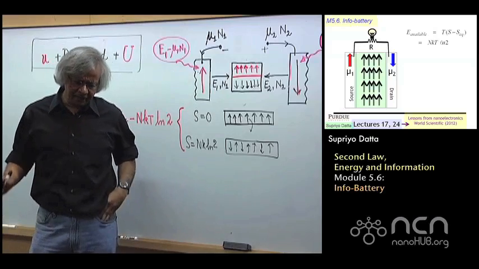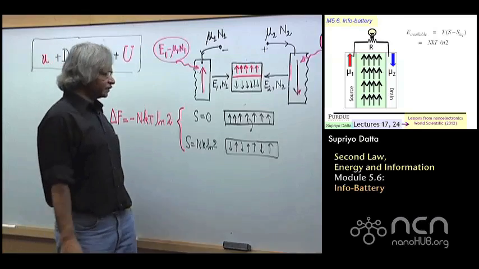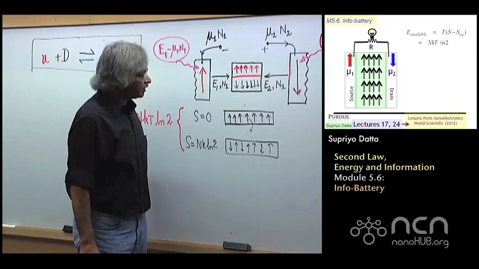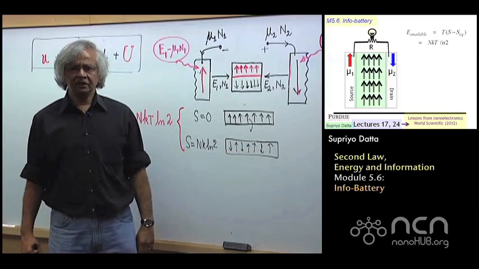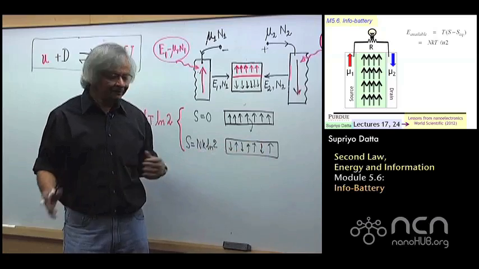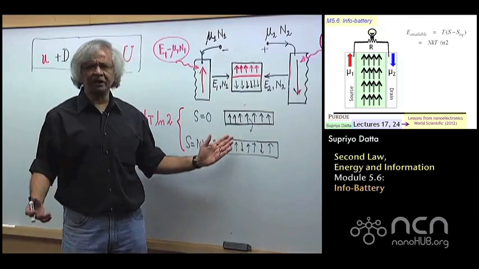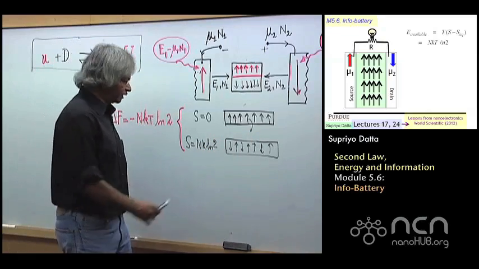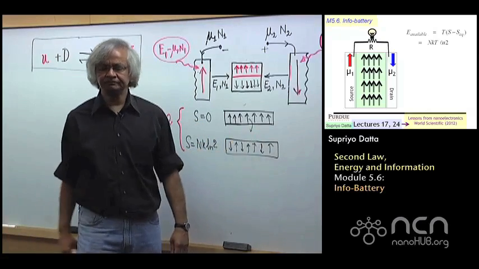Instead, let me bring up one conceptual point. I said that when it's all up, the entropy is 0. And when it's randomly up and down, the entropy is nk log 2. But what if you had a collection of spins that were not really all up, but somewhere up and somewhere down, but you knew exactly what it was? In other words, you knew that this one's down, that one's up, this one's down, that one's up. You knew exactly what it was.